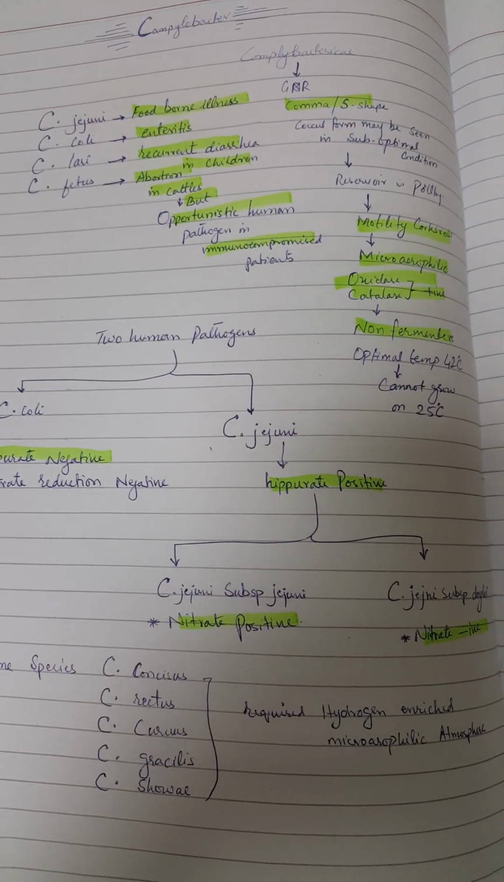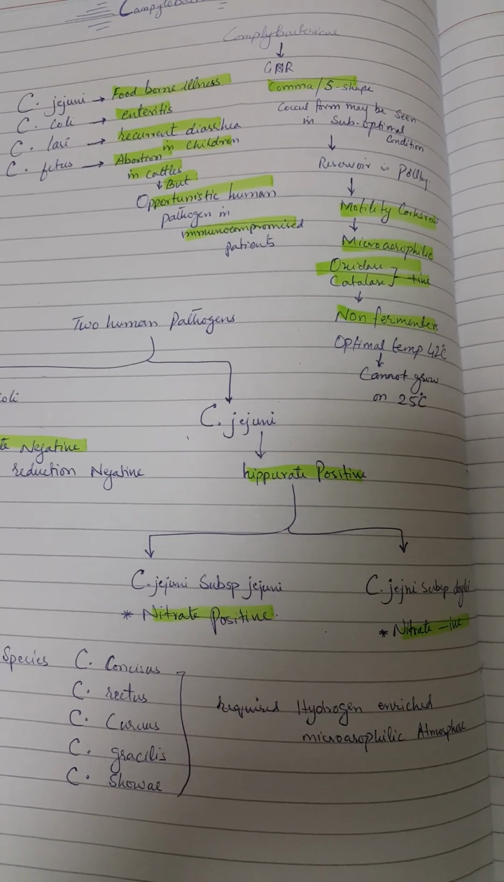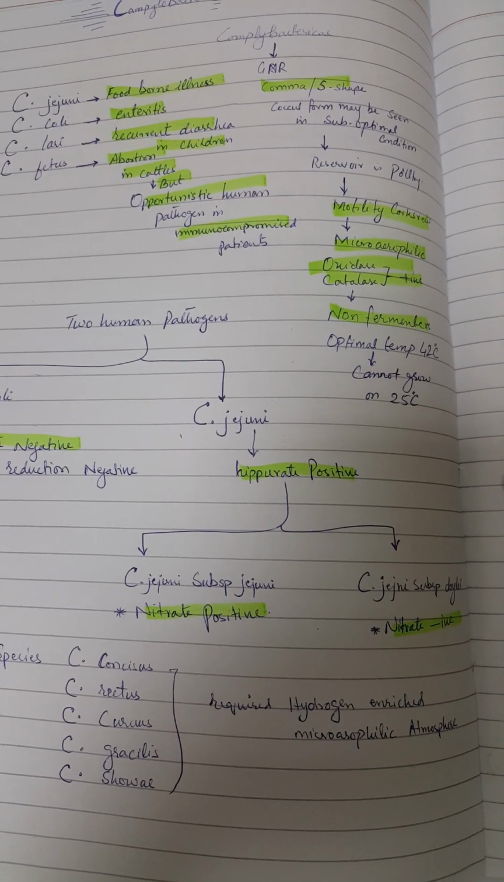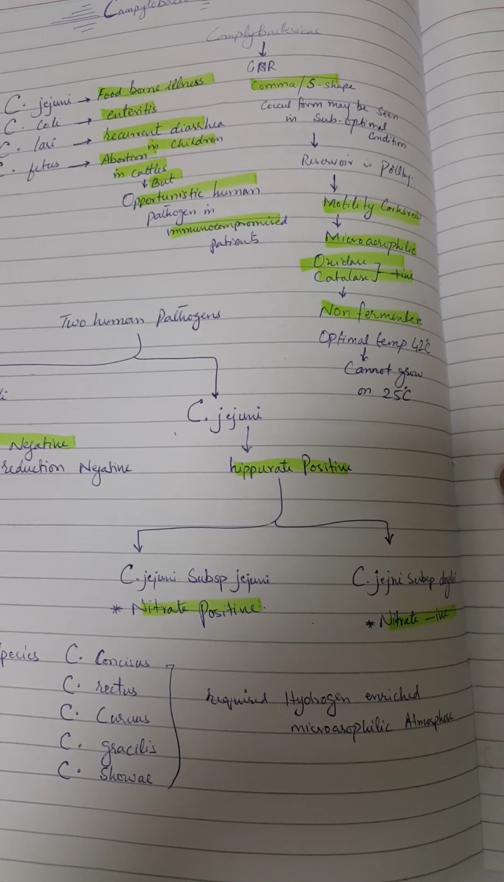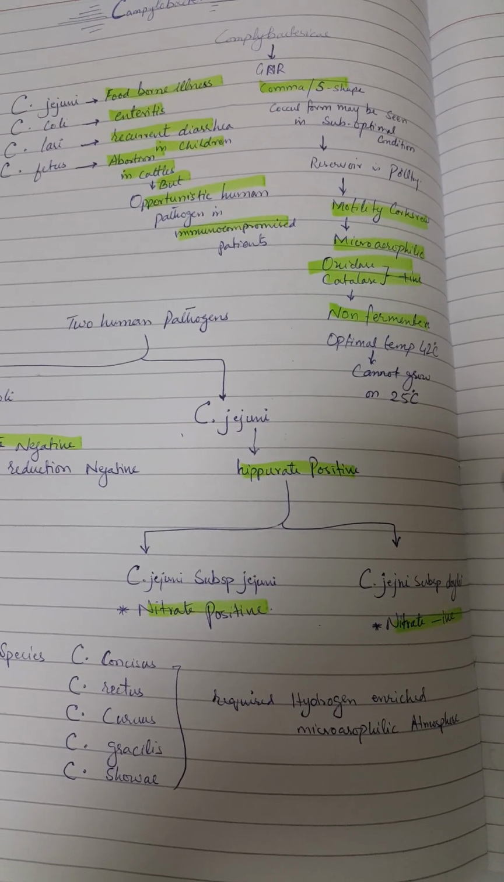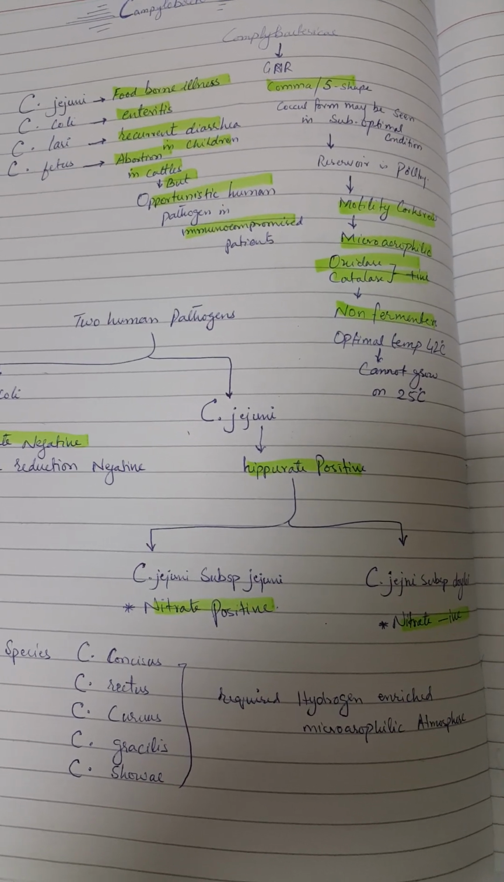In the hippurate positive group, there are two subspecies. One is C. jejuni subspecies jejuni, and another is C. jejuni subspecies doylei. The doylei is nitrate negative, and subspecies jejuni is nitrate positive. So C. jejuni subspecies jejuni is both nitrate positive and hippurate positive.